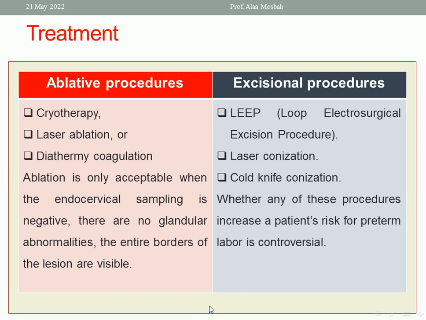Excisional procedure like LEEP, which is the abbreviation of loop electrosurgical excision procedure, or cold knife conization or laser conization. But one of the disadvantages of excisional procedure, rather than bleeding or infection, is a long-standing side effect, which is cervical incompetence and preterm labor in the next pregnancy. However, still in this area there is a controversy about this problem as regards the incompetence of the cervix and the preterm labor.